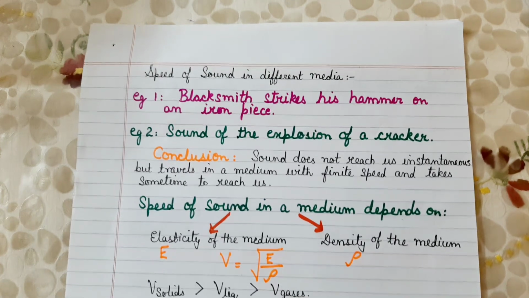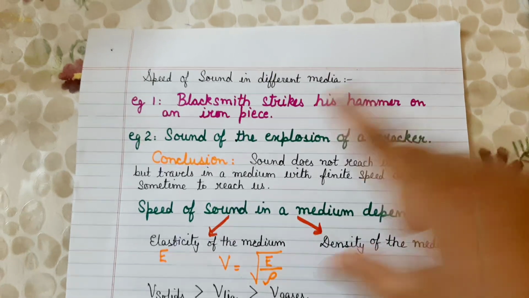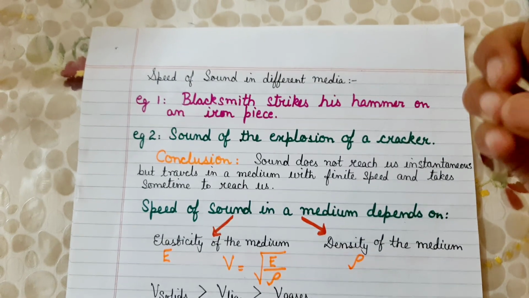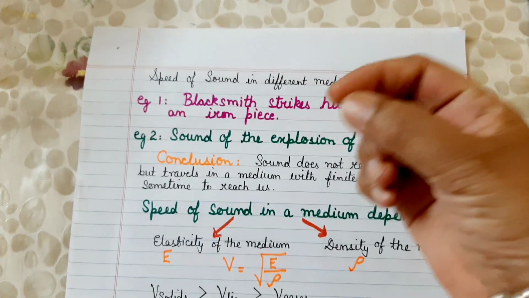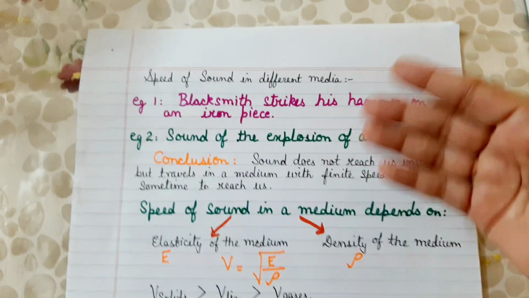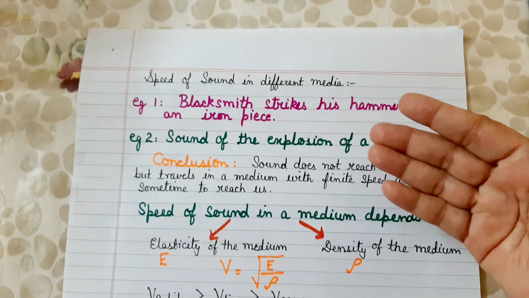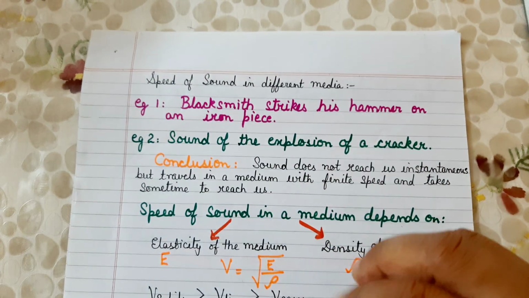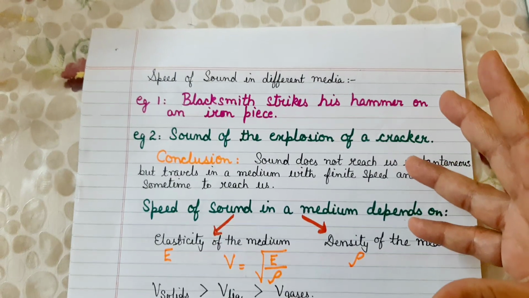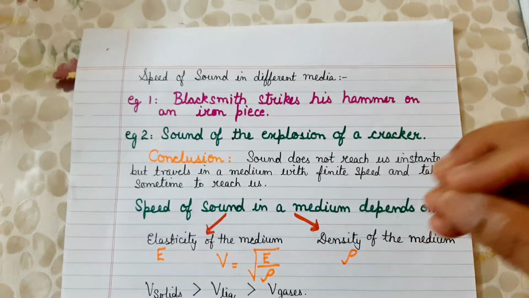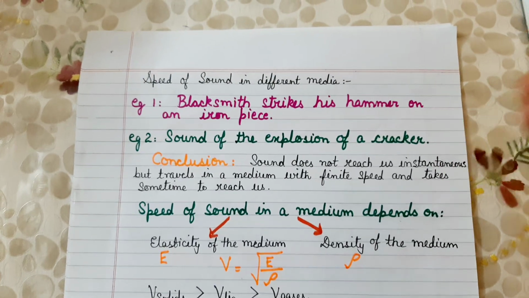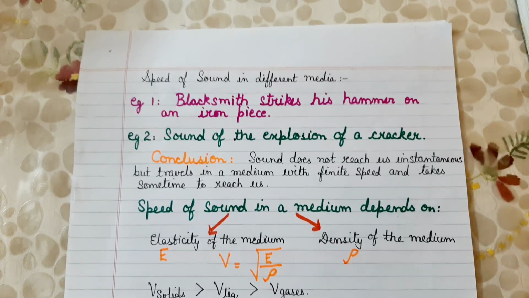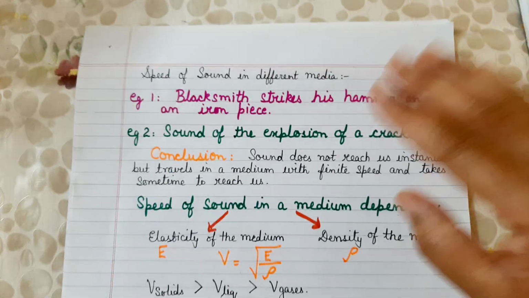So when a blacksmith strikes his hammer onto an iron piece, you can see him striking, but you can hear the sound a little later. Similarly, the same thing happens with an explosion of a cracker. You can see the cracker exploding immediately, but you can hear it a few milliseconds later. What's the reason behind this? The reason is that you cannot hear the sound instantaneously, but it takes some time for sound to travel from one particle to the other in the form of a disturbance, and therefore it is heard a little later than the things are seen.